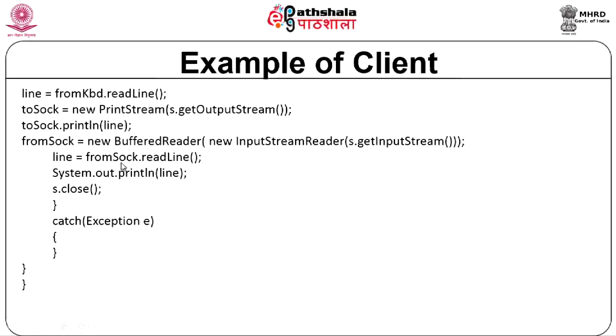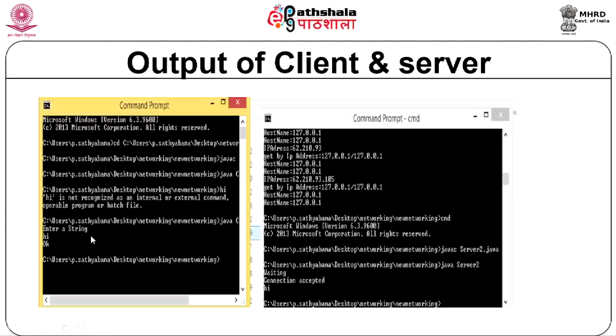So, we create a fromSocket object using a BufferedReader. We get the input stream of the socket, wrap it with a BufferedReader, and use this fromSocket and the readLine method to read the data from the socket, and we try to print it on the screen. So, this is actually happening. We see the output here.